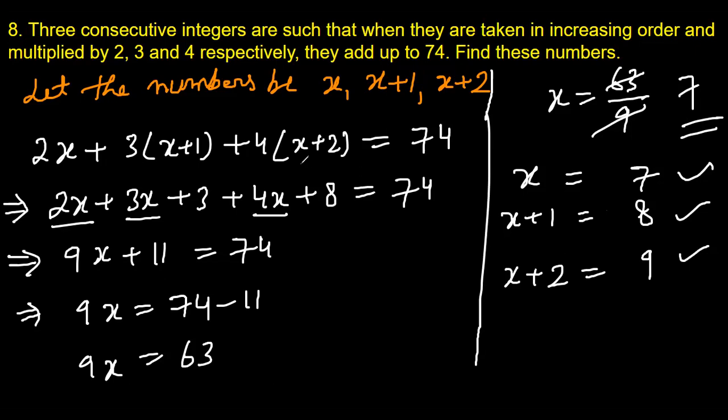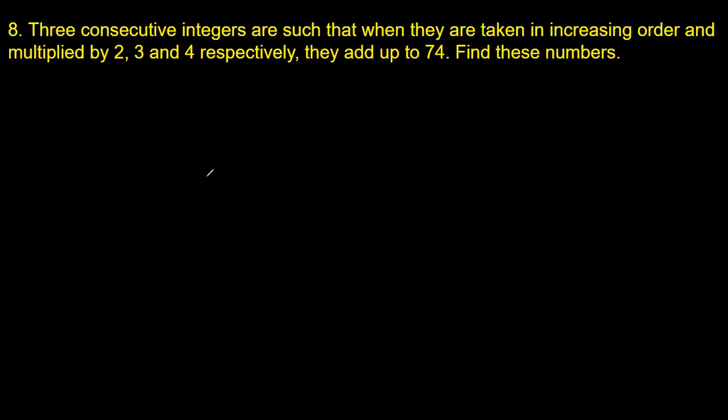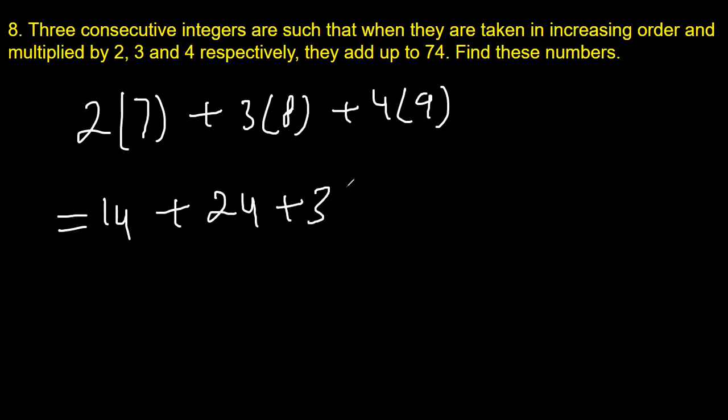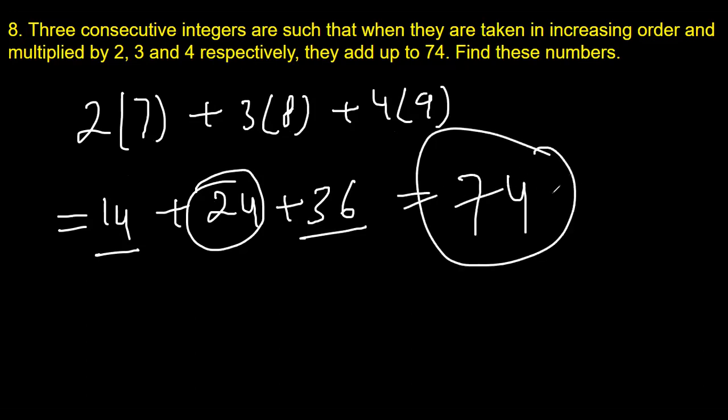We would like to verify our answer. So we multiply 7 by 2, 8 by 3, and 9 by 4. That's what the question says. Let's see what we get. 7 times 2 is 14, 8 times 3 is 24, and 9 times 4 is 36. Add these numbers. 14 and 36 will give you 50. 50 plus 24 will give you 74. So the answer is verified, and your answer is right. Yes, nice.